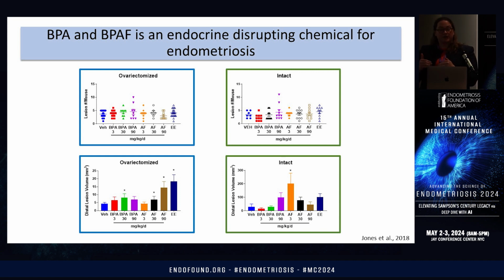However, we then looked at the same data set where we were looking at what happens to the lesions. Do they grow? Do they progress? And we actually find that in the intact mice, the estrogenic properties of the BPA and the BPAF are much stronger than they are in the ovariectomized mice.